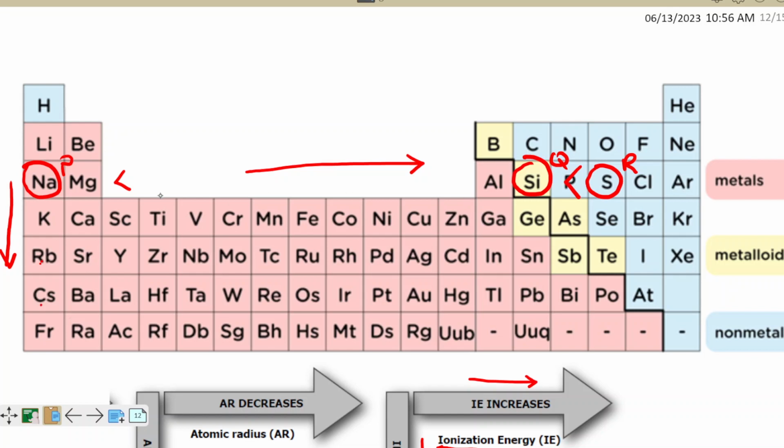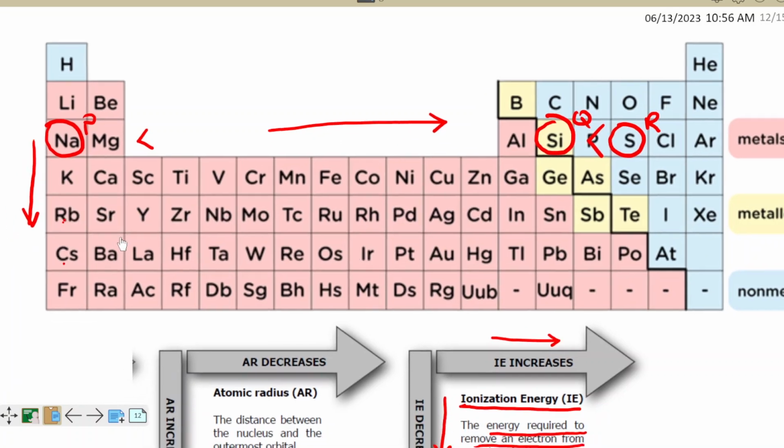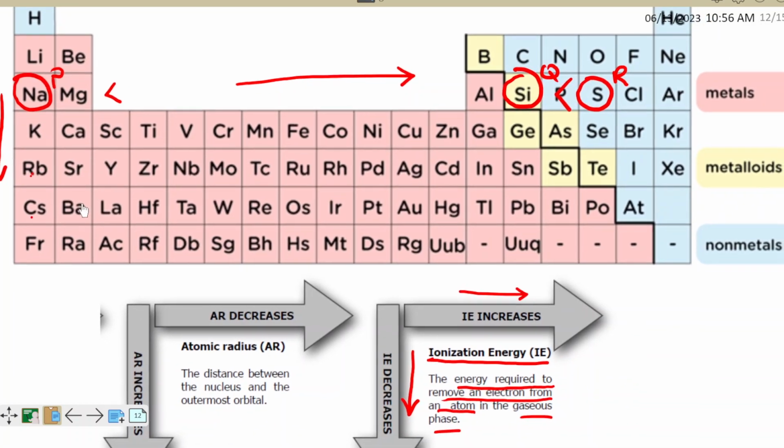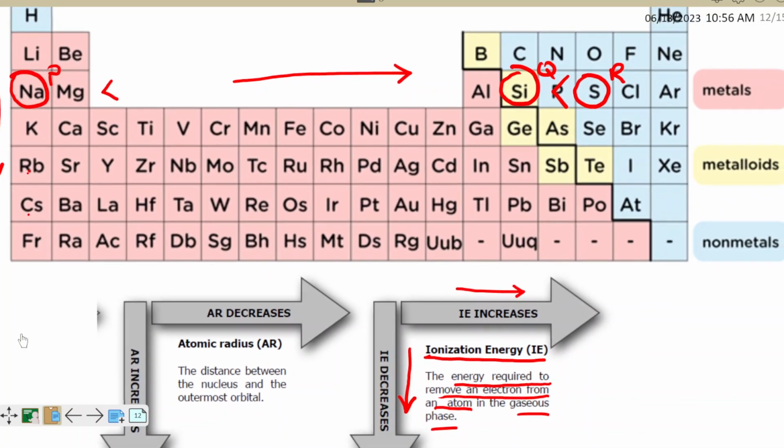So now we want to answer that question. What is the trend? You can see the trend is that the ionization energy is increasing from sodium to sulfur. That is the trend. Then explain now why it is increasing this way. Then we need to look at the second arrow here.